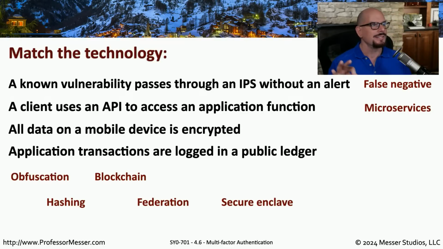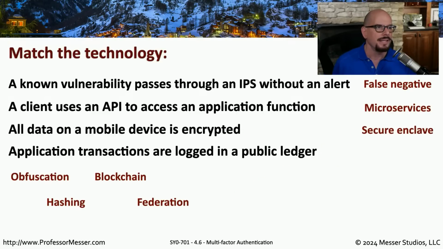The third on our list is all data on a mobile device is encrypted. There's lots of ways to do that as well. But of course, we have a limited number of choices to choose from. And between obfuscation, hashing, blockchain, federation, and secure enclave, the answer there is obviously secure enclave. That's definitely a 701 term that you will find in your 701 objectives that's not in your 601 objectives.